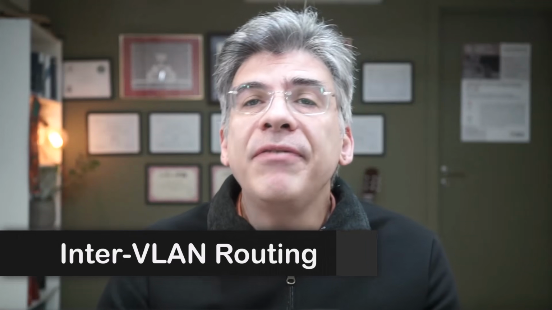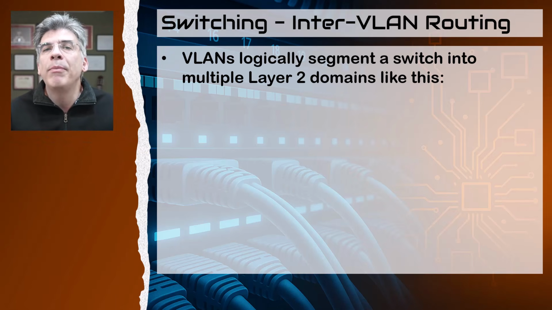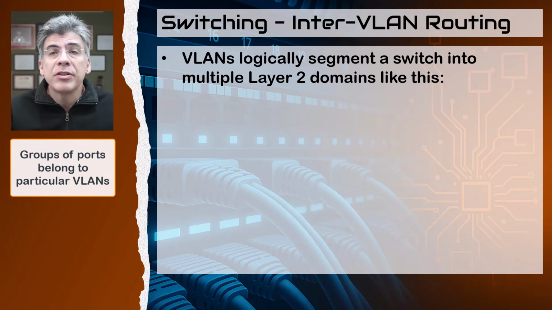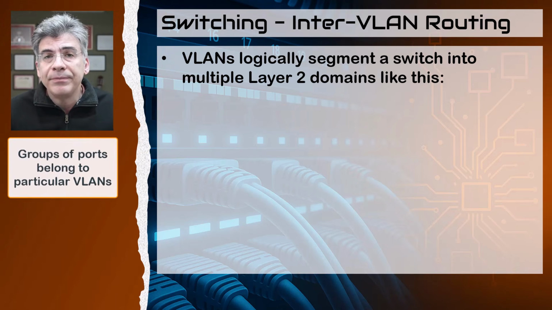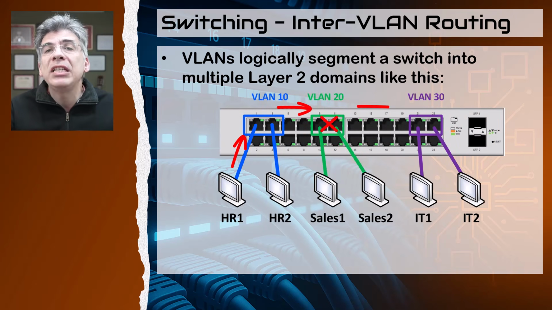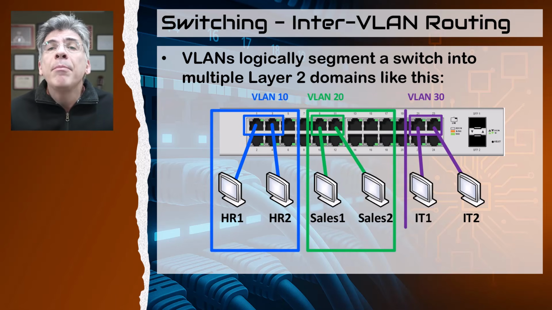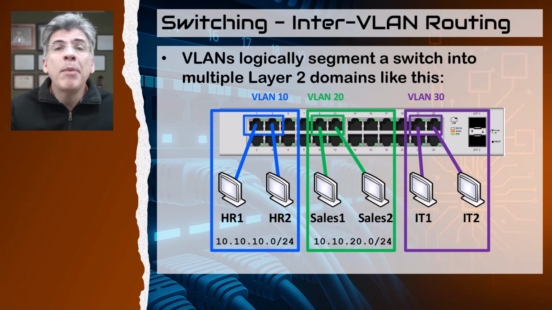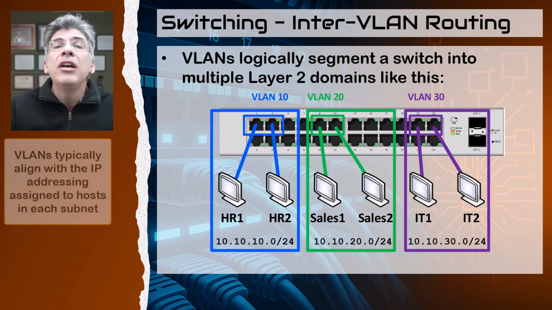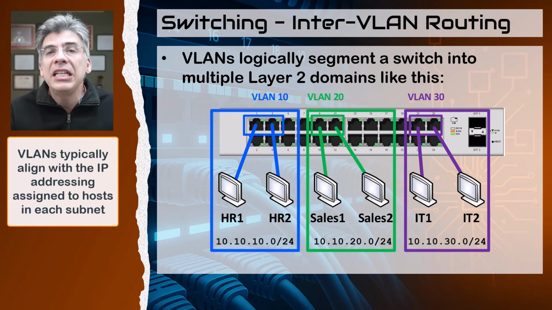When implementing VLANs, we logically separate a switch into multiple layer 2 domains, where groups of ports belong to a particular VLAN. Direct layer 2 communication cannot take place between devices in different VLANs. Not only are these logically segmented broadcast domains, but the hosts within them typically belong to different subnets. Remember, VLANs typically align with the IP addressing that is assigned to hosts in each subnet.